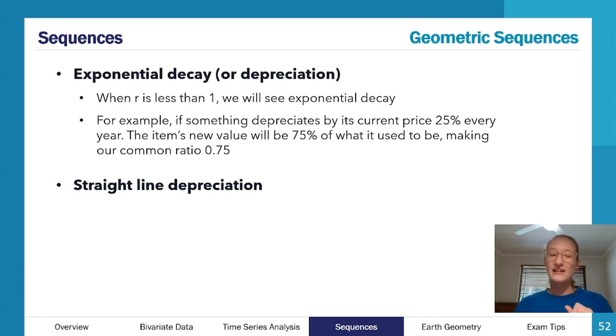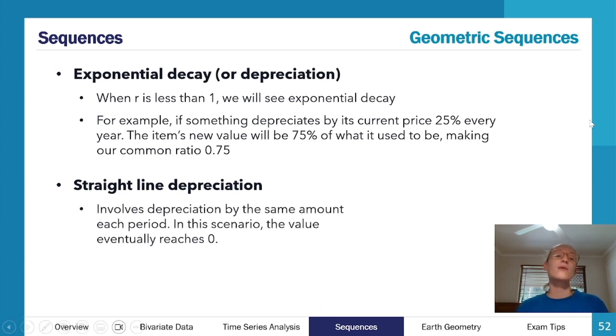The last thing I'll draw your attention to is that exponential decay is a geometric sequence when r is less than 1. It might start at this value and then lose 25%, and it'll keep losing value but still make an exponential curve. But straight line depreciation is modeled by arithmetic sequences, because we're losing the exact same amount each time period.